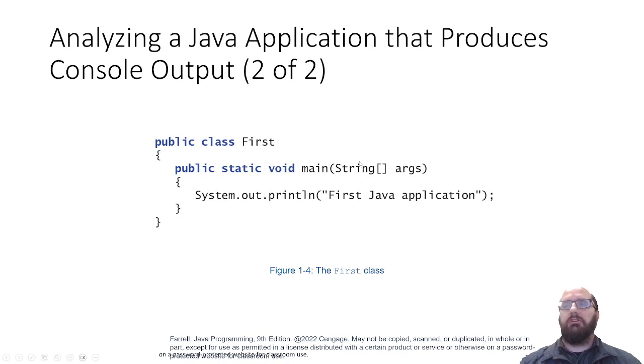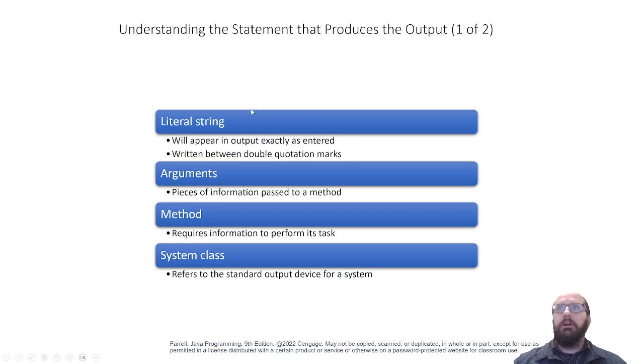So let's start with the syntax first. This has a class file of First. We have a public static void main String args, and we're just printing out first Java application. First off, there's a literal string. The literal string is where it says first Java application. Any string, anything that appears within two quotation marks, is a string literal. The arguments are pieces of information passed to a method. Println is actually a method.